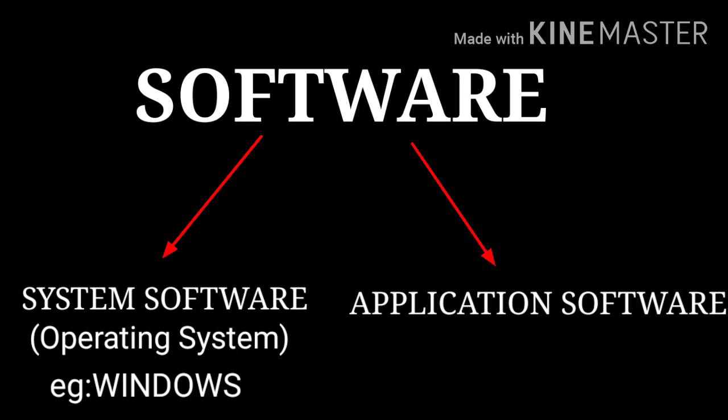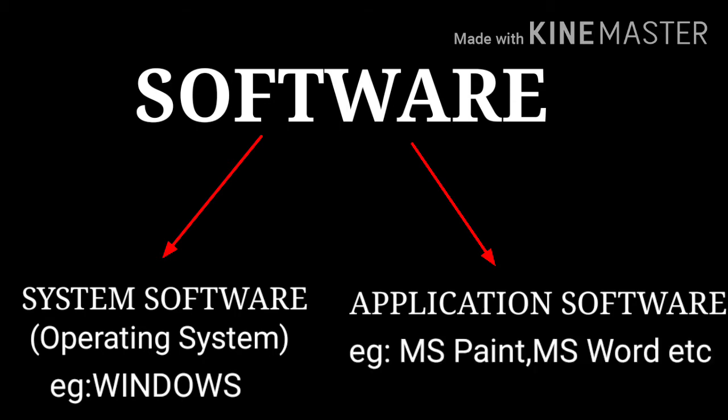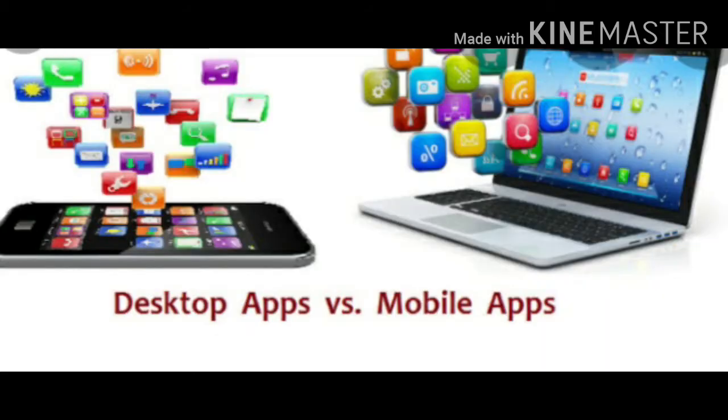Yes. And now we have the application software. Examples of application software are Microsoft Paint, Microsoft Word, Microsoft Excel, VLC Player, etc. And we have seen different kinds of application software in our mobile as well as in our laptop. And we call them applications or apps. Isn't it children? So children, do you know what is the difference between mobile application and desktop application?